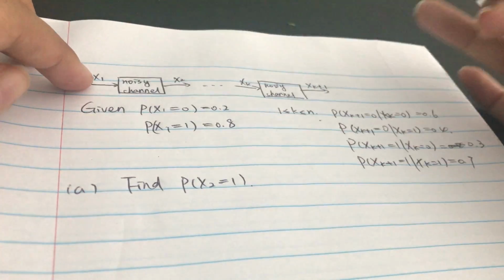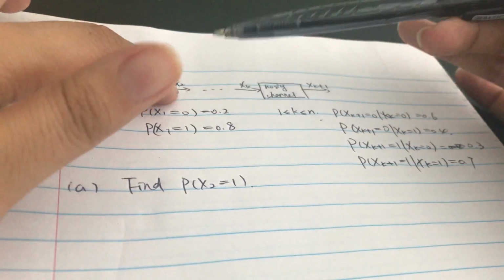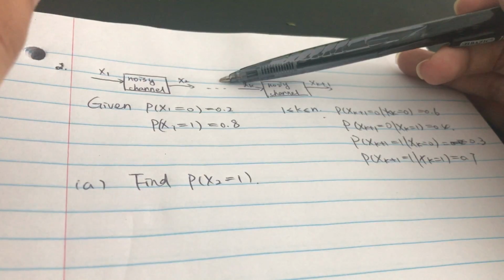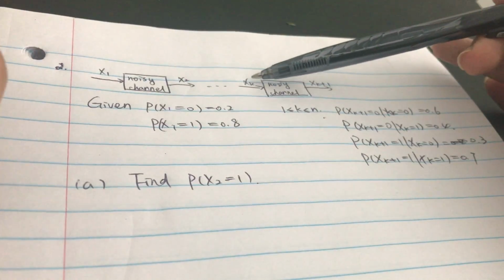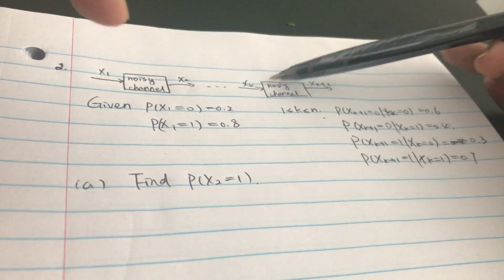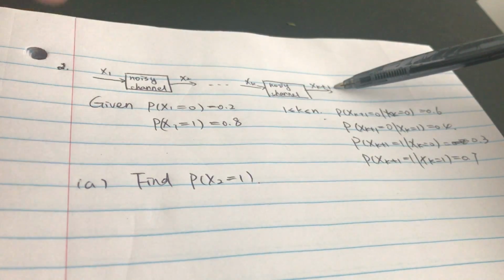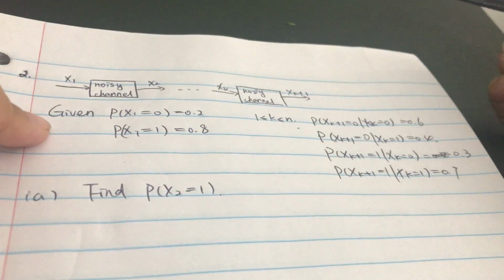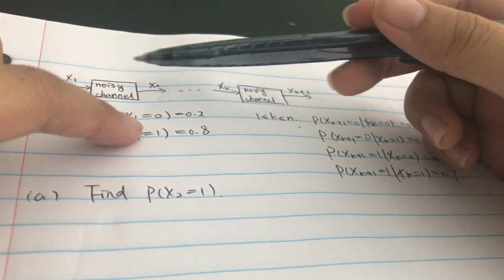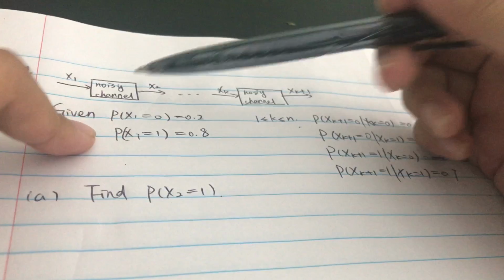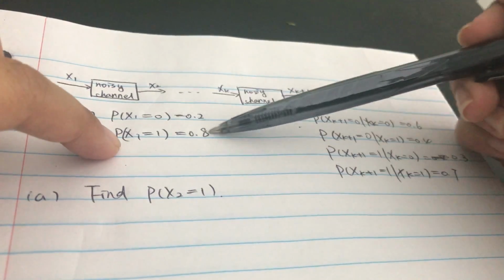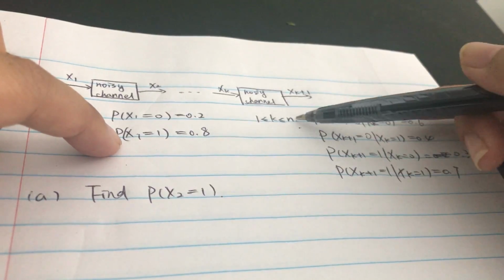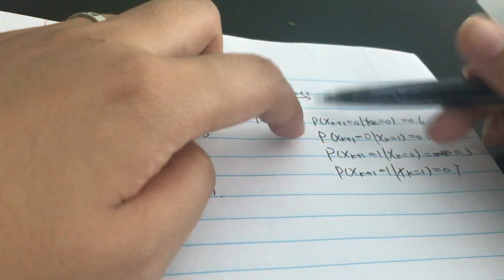If the input is x1, we can get the output x2, and if the input is x2, we can get the output x3, so that if the input is xk, we can get the output xk plus 1. We know from the problem that the probability of the input being 0 is 0.2 and the probability of the input being 1 is 0.8, for all k in the range of 1 to n.